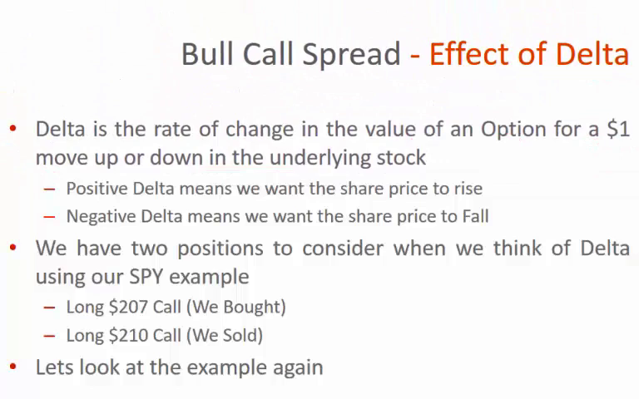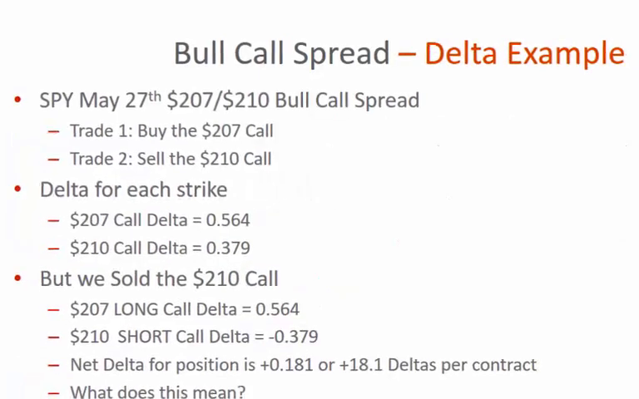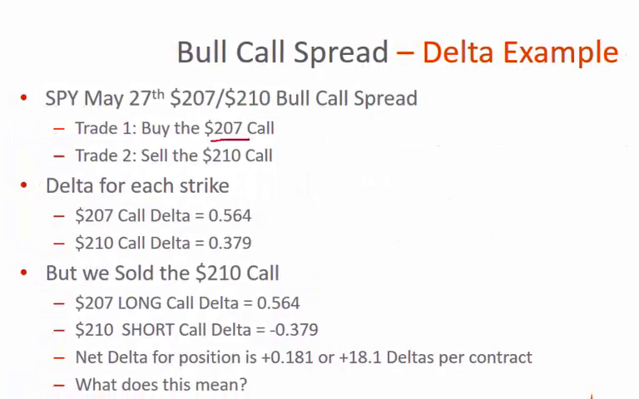Okay, a couple of things about delta before we get into our bull call spread example. Positive delta in an options position means that you want the share price to rise, and negative delta means that you want the share price to fall. So remember, we bought the 207 call and we've sold the 210 call with our SPY example. So let's work out the net effect of delta in the entire position. The delta for the 207 call was 0.564 and the 210 call delta was 0.379. But remember, we sold the 210 call.